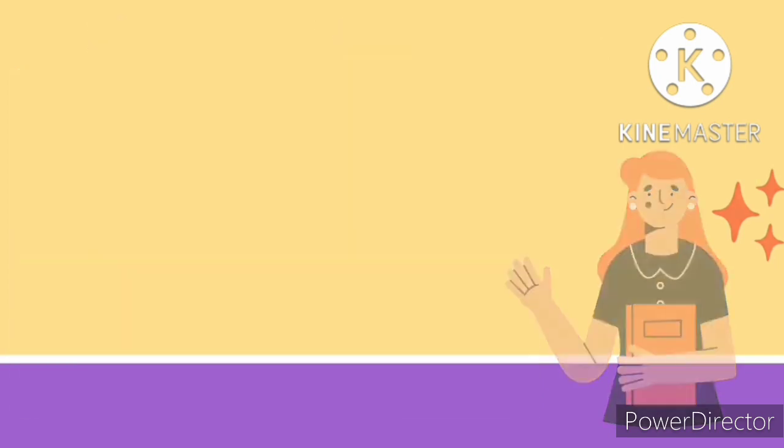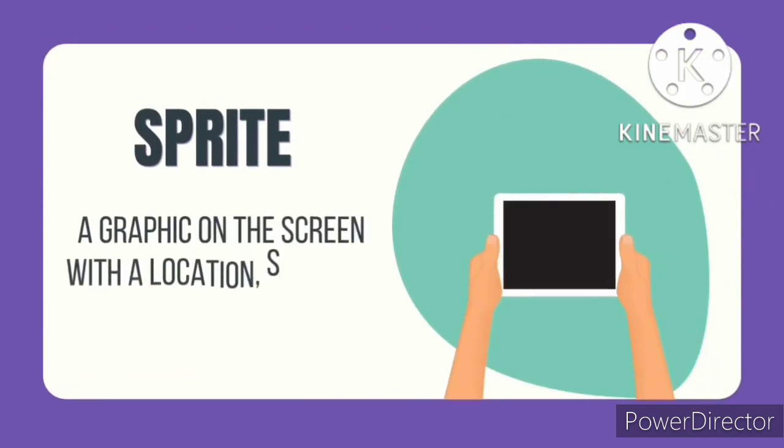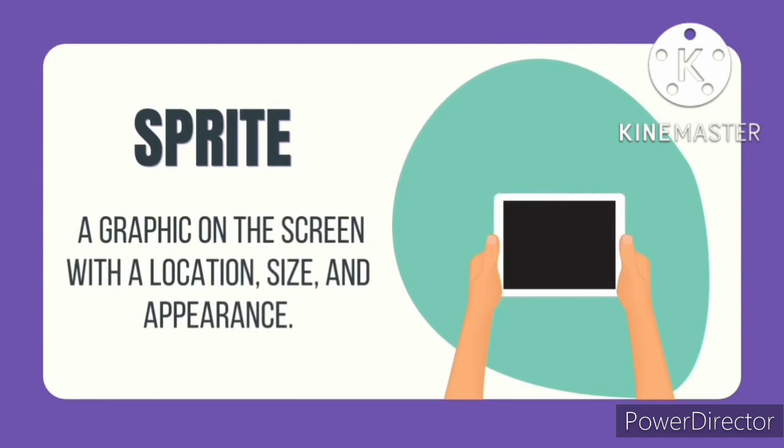Now let's quickly take a look at what a sprite is. A sprite is a graphic on the screen with a location, size, and appearance. You can also refer to it as an object on the screen which can be controlled by a programmer.